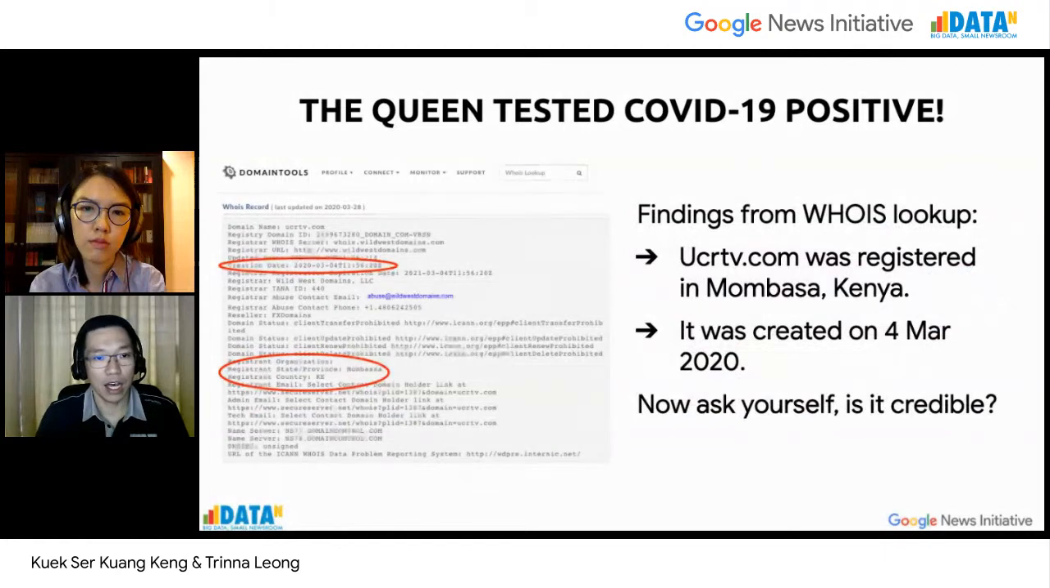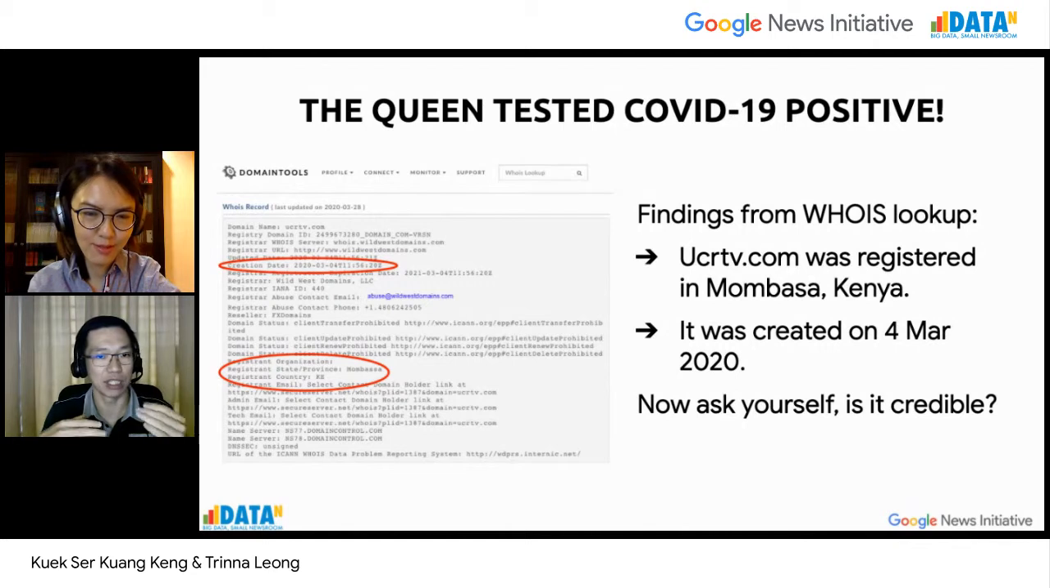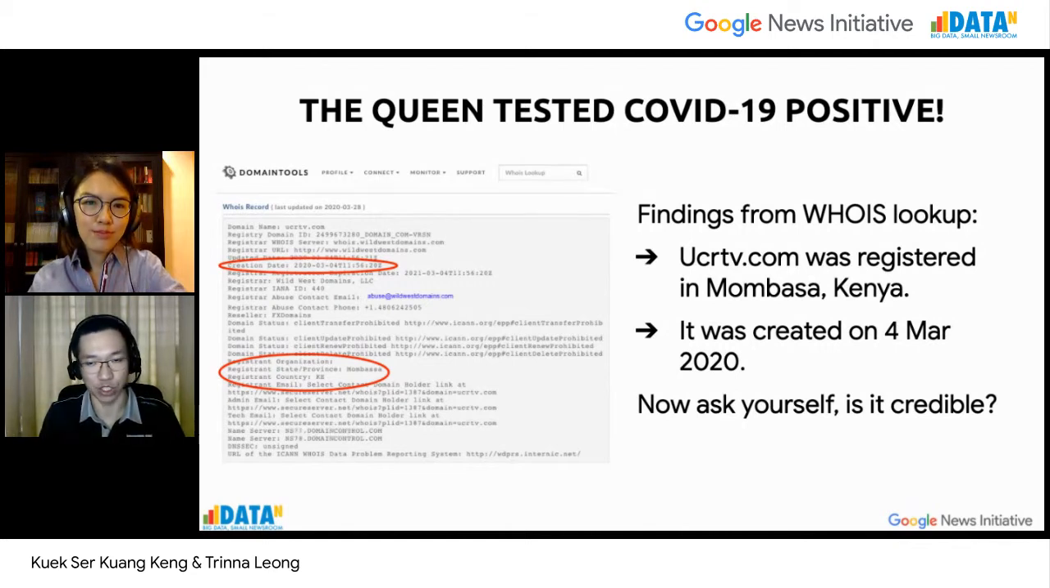UCRTV.com. And what did I find? UCRTV.com was registered in Mombasa, Kenya. That is the first red flag, right? This website is registered in Kenya, but it is reporting about something happening in Buckingham Palace in the UK.